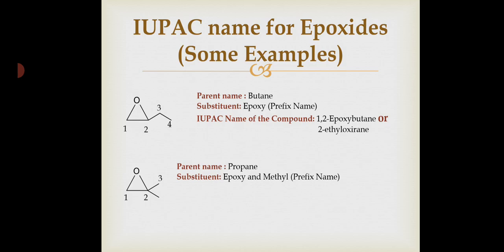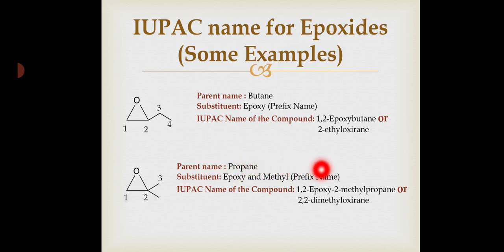And so, what is the IUPAC name of this compound? The IUPAC name of this compound is 1,2-epoxy 2-methyl propane. See, both the substituent names came in the prefix, but why is epoxy named before methyl? Because E comes before M in alphabetical order, and so we have to name epoxy first and then methyl in the prefix name. So the name is 1,2-epoxy 2-methyl propane.